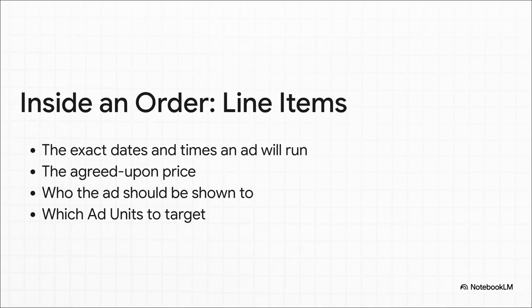But the real magic happens inside the order, with something called line items. If the order is the rental agreement, line items are the super specific instructions. They spell out the nitty-gritty, the exact dates the ad will run, the price, the specific type of audience to show it to, and, of course, which of your parking spots, your ad units, it should target. This is really the heart of the campaign.